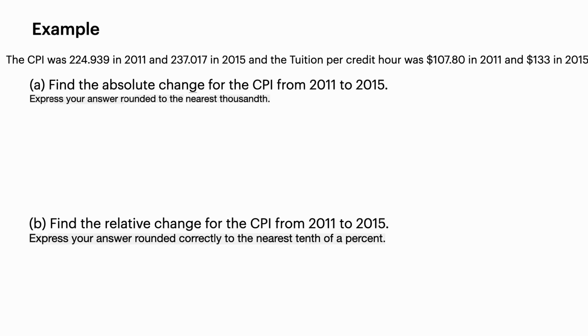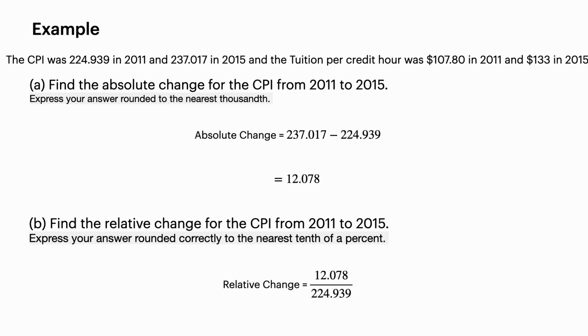Okay, so let's go ahead and find it together. Subtract, yeah. And I find 12.078. I want to say dollars, but it's not really dollars. CPI is not really a dollar amount, though it kind of feels like it should be, right? Relative change, we take that absolute change and then divide it by the old value. That's what I've done here. And you can see from the arrows, that's where I got my numbers from. I find that that is 5.4% increase. Okay.